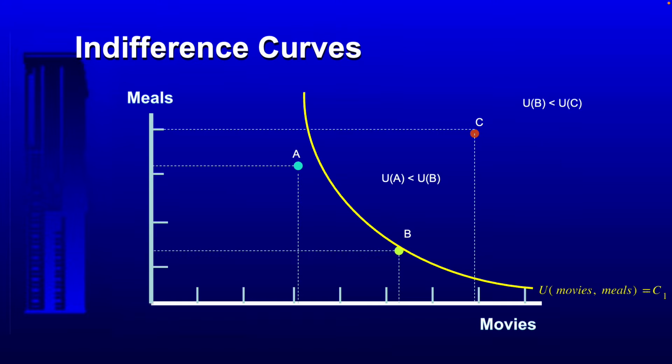Okay, and we can draw another indifference curve through C, and as we'll see here, the utility of every point on this curve is some other constant larger than the constant which represents this curve down here.